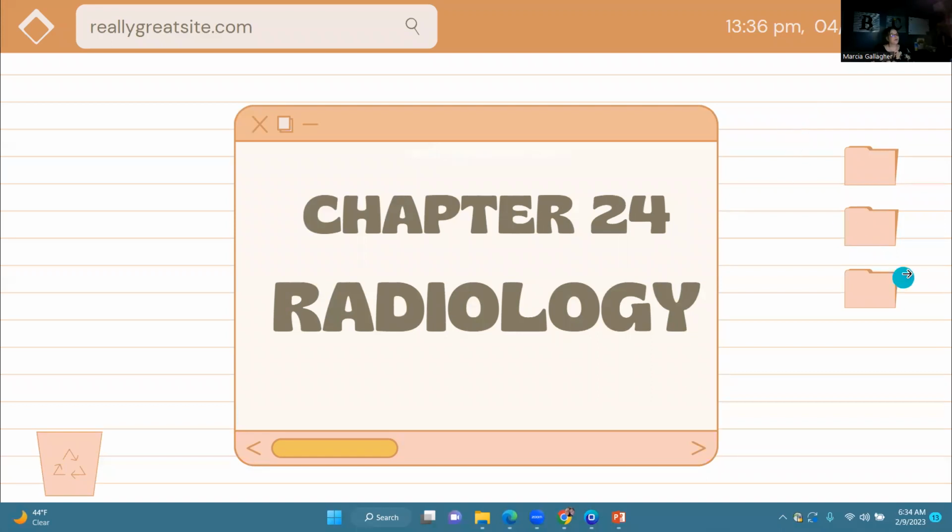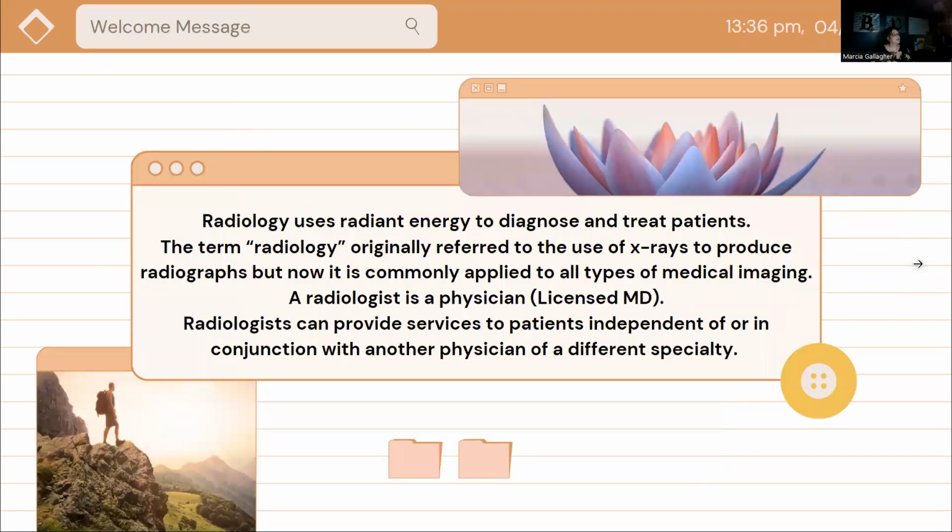Okay, Chapter 24, Radiology. Radiology uses radiant energy to diagnose and treat patients. The term radiology originally referred to the use of X-rays to produce radiographs, but now it is commonly applied to all types of medical imaging. A radiologist is a physician, a licensed MD. Radiologists can provide services to patients independent of or in conjunction with another physician of a different specialty.